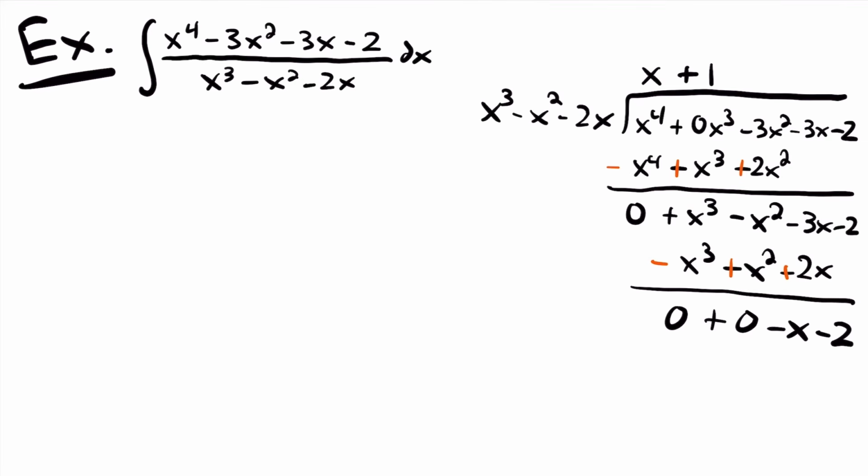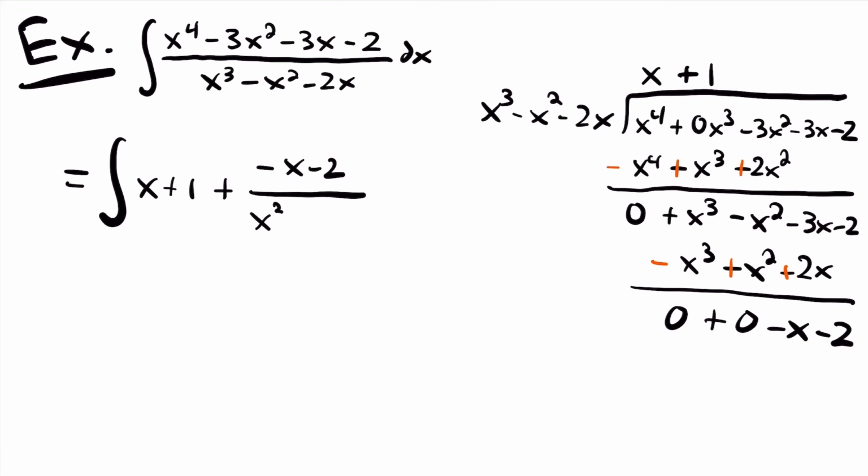Now at this point, we are done because we can't divide a third degree polynomial into a first degree polynomial. And so we are done with the long division process. We can now rewrite this rational function with the results from this long division. And here's what it looks like. We start with our quotient of x plus 1. So this integral will be equal to the integral of x plus 1. And then we will add our remainder, negative x minus 2, divided by our divisor. So we will have negative x minus 2 divided by x cubed minus x squared minus 2x. And all of that is multiplied by dx.